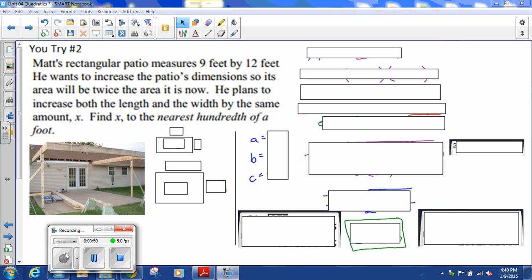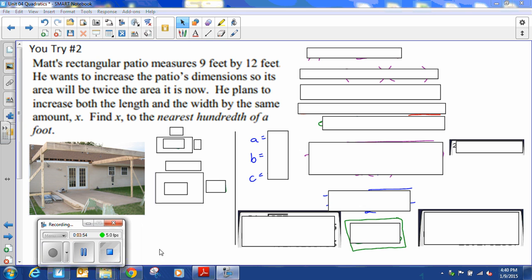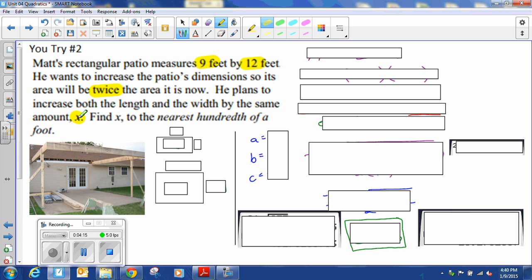Okay, here we have another real-world problem that uses quadratics to help us find the solution. Matt's rectangular patio measures 9 feet by 12 feet. He wants to increase the patio's dimensions so its area will be twice the area it is now. He plans to increase both the length and the width by the same amount x. Find x to the nearest hundredth of a foot.